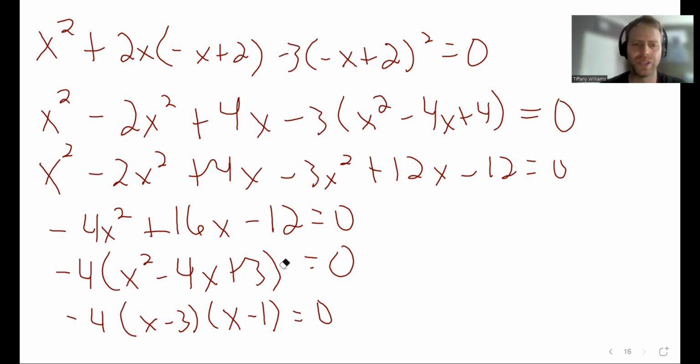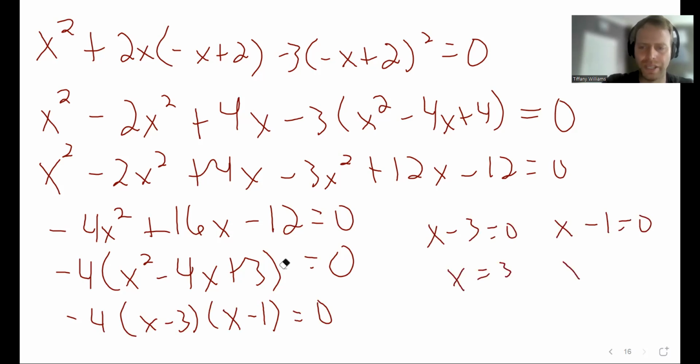All right. So then when you solve this, you set each factor to 0. Now the negative 4 equals 0 does not matter. The x minus 3 equals 0. The x minus 1 equals 0. Well, that means we get x equals 3 and then x equals 1. Now, we've already got x equals 1. That was our original point, so we don't need to worry about that one. x equals 3 is our new point.